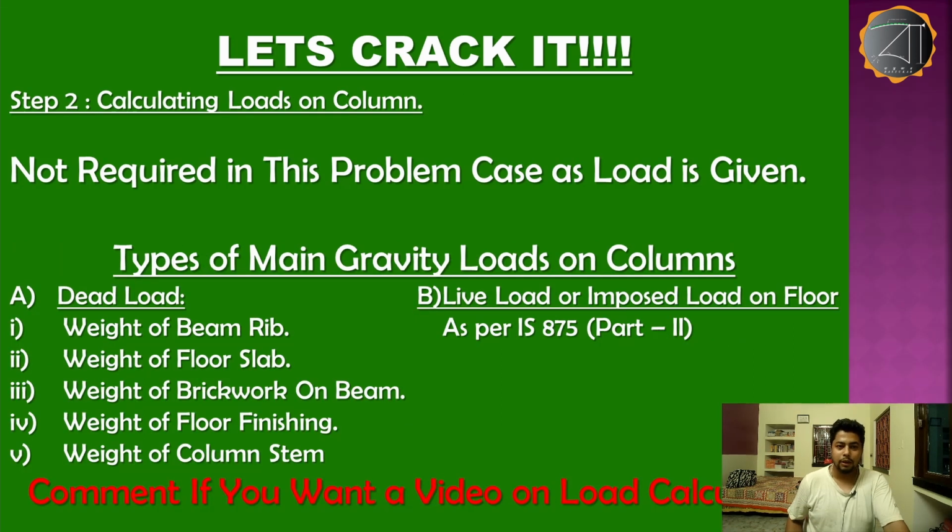Step 2, calculating the loads on the column. It is also not required because how the load is to be calculated is already mentioned in my earlier video, and in this particular case we have the load already which the column is supposed to carry, that is 1500 kilonewton. Types of main gravity loads on columns: dead loads, weight of the beam rib, weight of the floor slab, weight of the brickwork on beam, weight of the floor finishing, weight of the column stem, and live load as per IS 875 part 2.